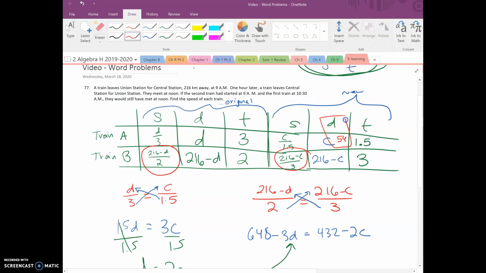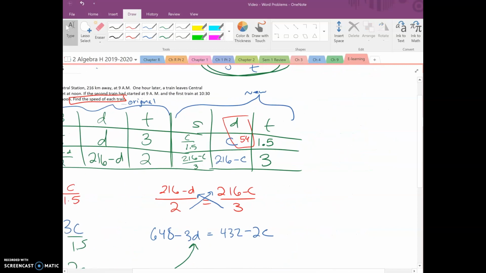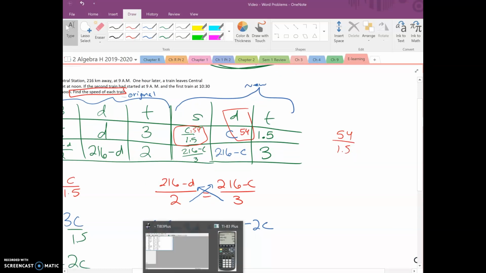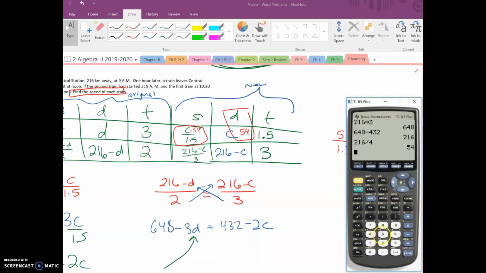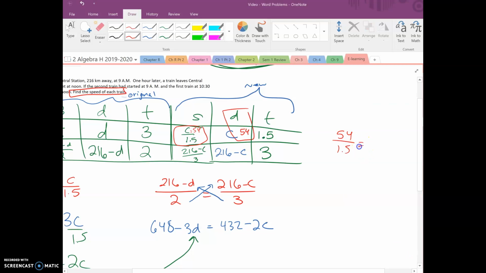That was the distance on the second trip. Is that what they asked for, the distance of train A on the new trip? No, they asked for the speed of each train. So I've got to finalize this by knowing what the speed is. C is 54, so all I'm going to do is take the speed as 54 over 1.5. In my calculator, 54 over 1.5, I get 36. So that means the speed of train A on the second trip was 36.